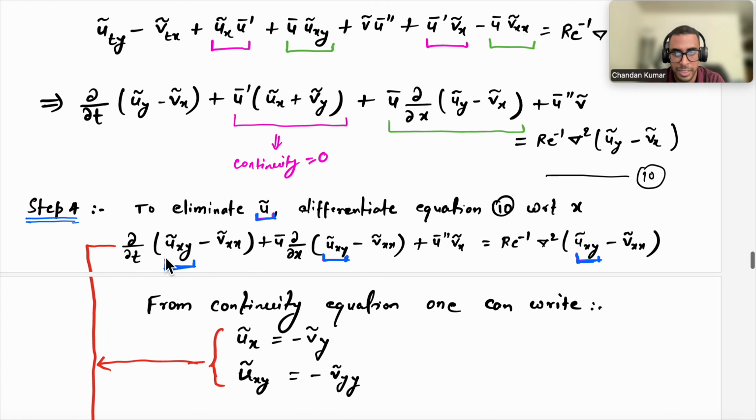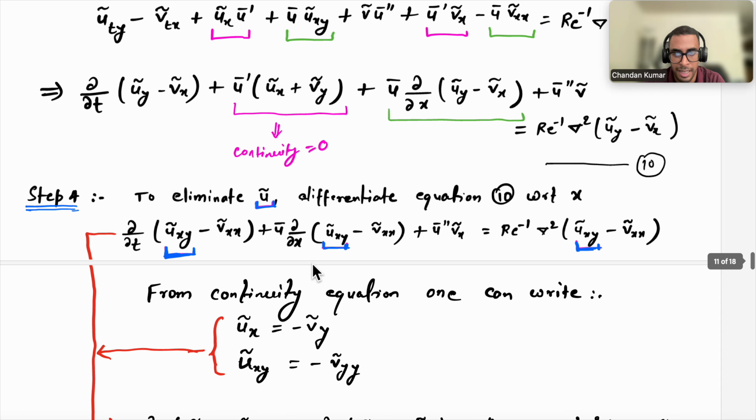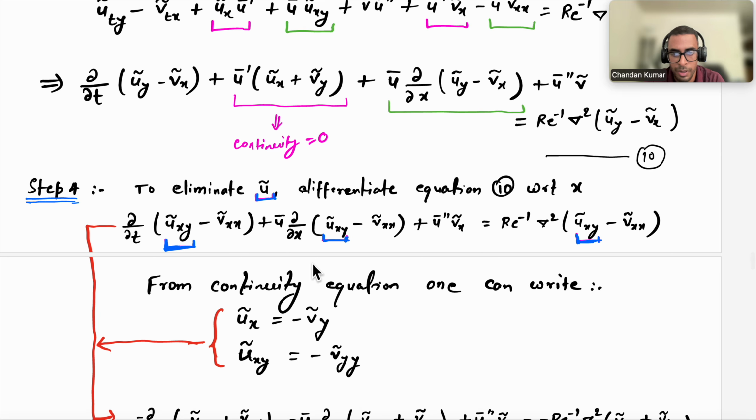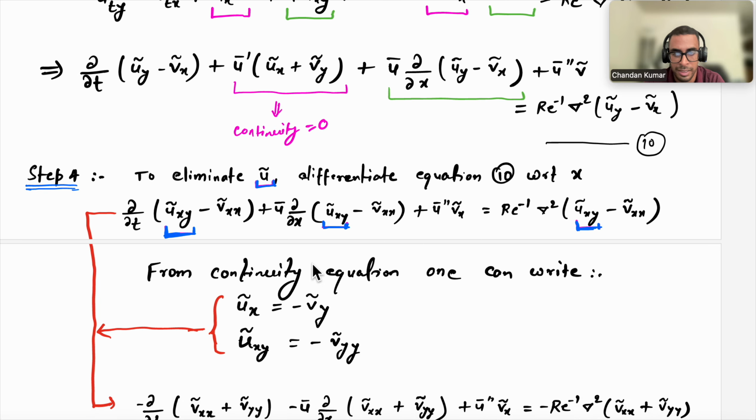What we will do is differentiate equation 10 with respect to x. When we differentiate these terms, we will get something like this. I highlighted the blue term that we are seeing here, which is nothing but the u perturbation. That is what we want to eliminate from this equation.